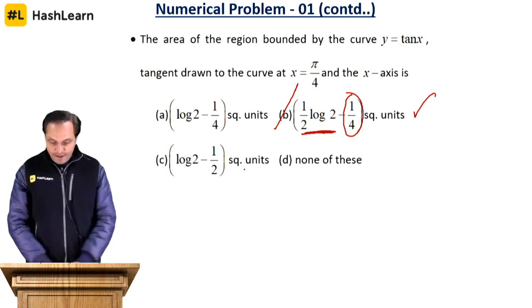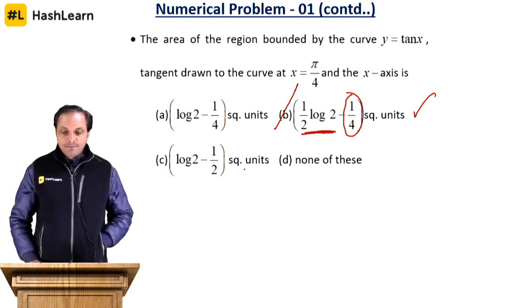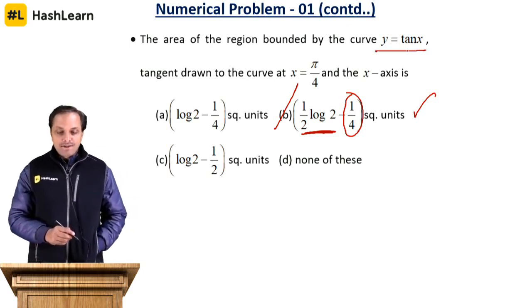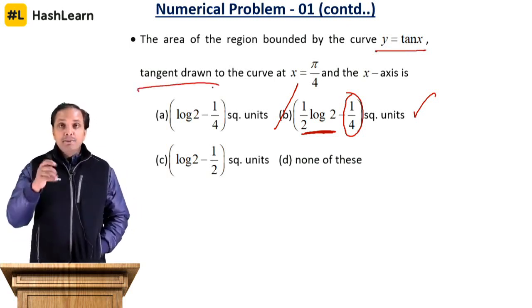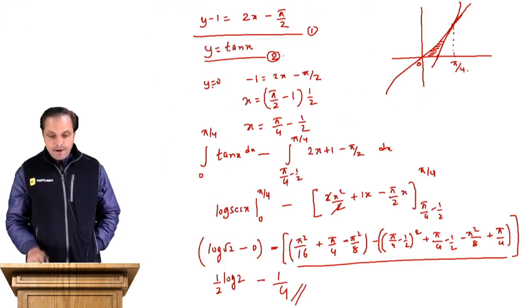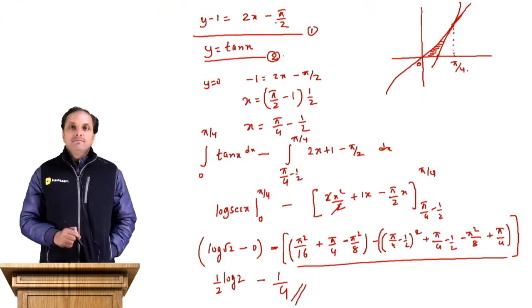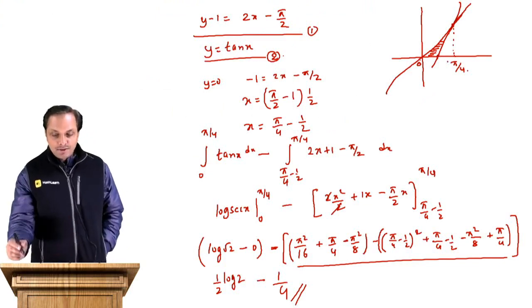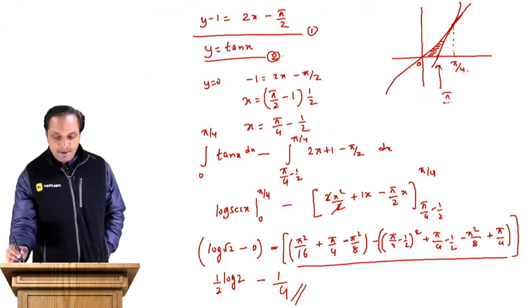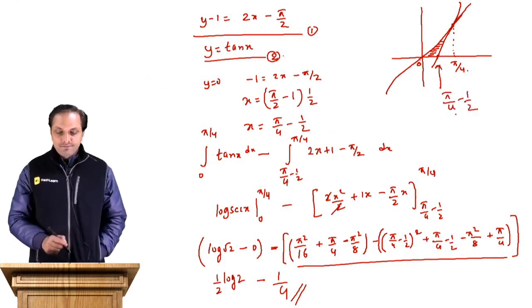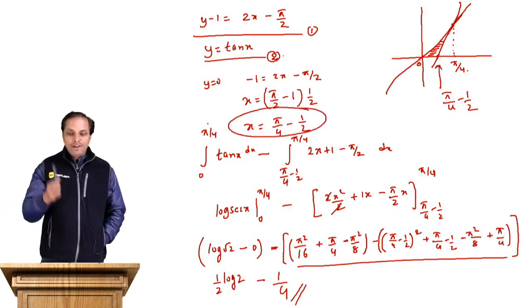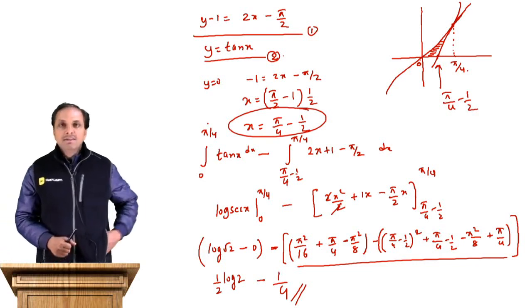Fine then. So this is a very important problem where you have y is equal to tan x, and you need to find the equation of the tangent, which we have found. After finding that, you need to find the lower limit and upper limit. This part we got as pi by 4 minus 1 by 2. This is what your x is. After getting the limit, if you integrate, you will get the final answer. Is it clear?